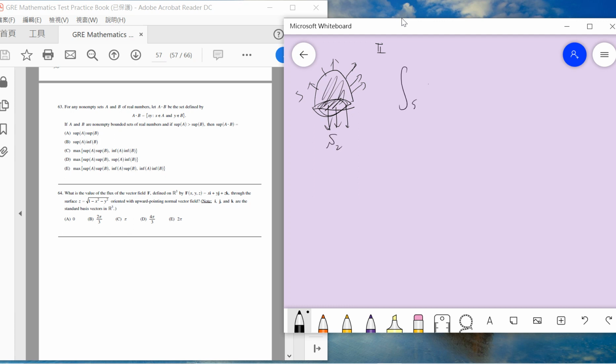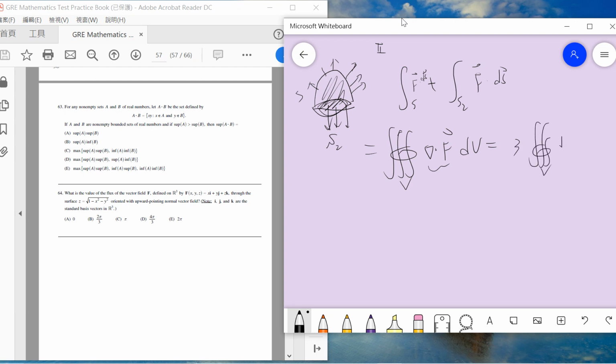So from the divergence theorem, we know this is a closed surface, and this will equal the integral of the divergence. The divergence for this F is the partial derivative of x with respect to the first component, plus the partial derivative of y with the second component, plus the partial derivative of z with the third component. So we have x, y, and z, so it's 3 times the volume, and the volume is half the volume of the sphere. The unit sphere is 4 pi over 3, so it's 2 pi.